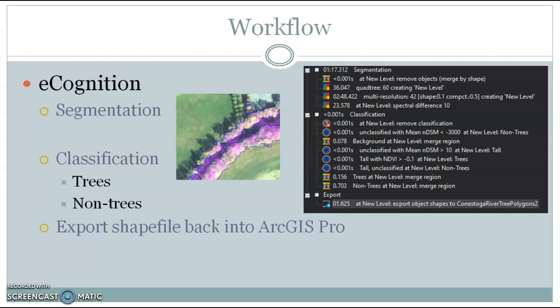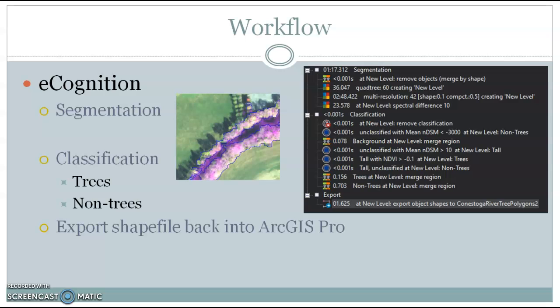The workflow in eCognition was consistent with the GEOBIA techniques learned in the course. I performed segmentation using quad tree, multi-resolution, and spectral difference algorithms. I produced only 2 classes, trees and non-trees. The classified polygons were then brought back into ArcGIS Pro for the final stages of the workflow.